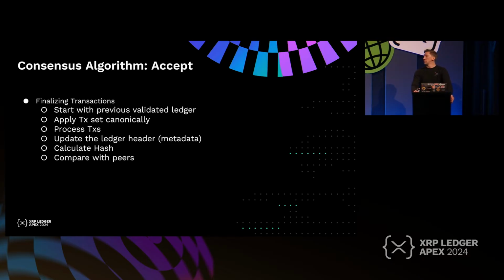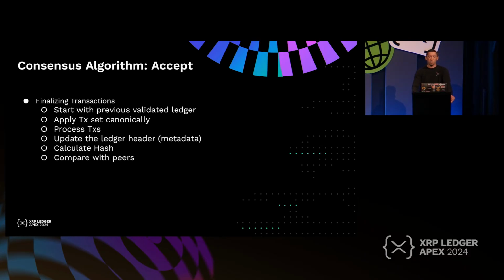In this final phase, we take this finally agreed upon transaction set derived from the previous phases and interactions with our peers, and we apply it to the previously validated ledger in the same deterministic way that we applied it in the previous one. We process the transactions and update the global state accordingly. If any transactions fail during this time, it'll be moved to the end of the transaction set.